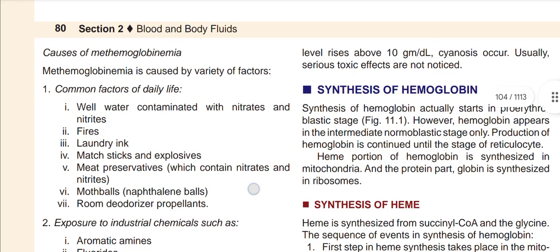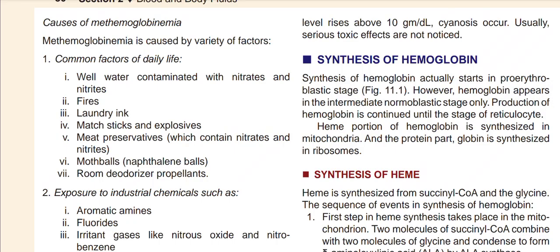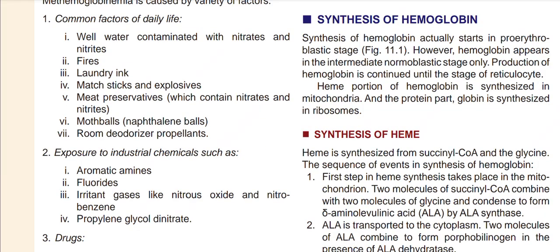Methemoglobinemia is caused by a variety of factors. Common factors in daily life include well water contaminated with nitrates and nitrites, fires, laundry ink, matchsticks and explosives, meat preservatives that contain nitrates and nitrites, mothballs, naphthalene balls, room deodorizer, polypeptides, propellants. Then exposure to industrial chemicals such as aromatic amines, fluorides, irritant gases like nitrous oxide and nitrobenzene.